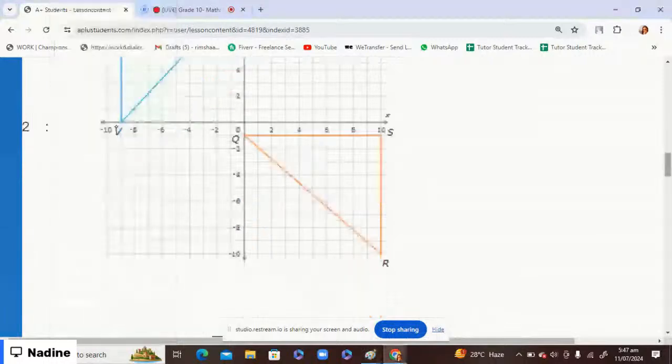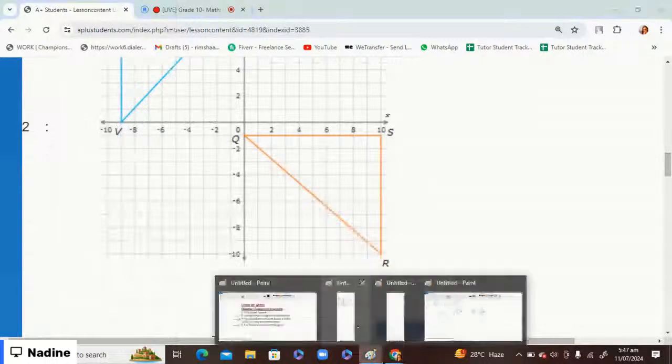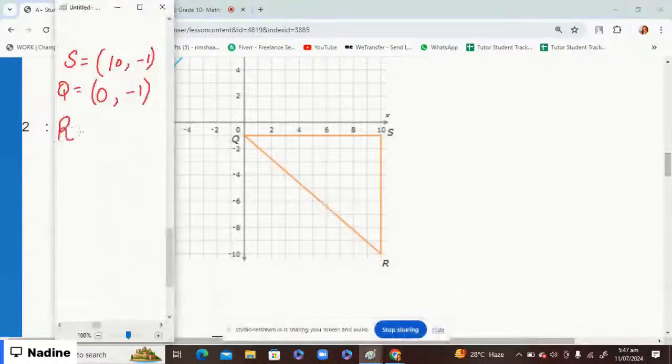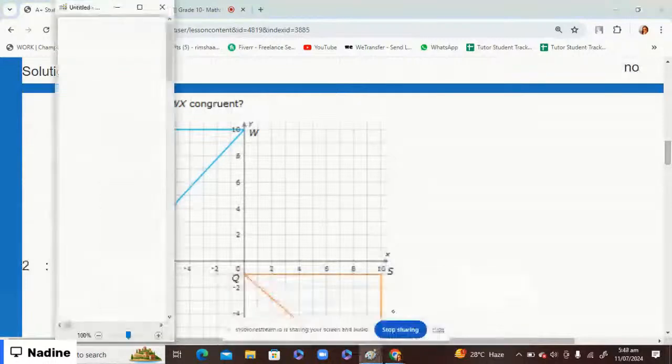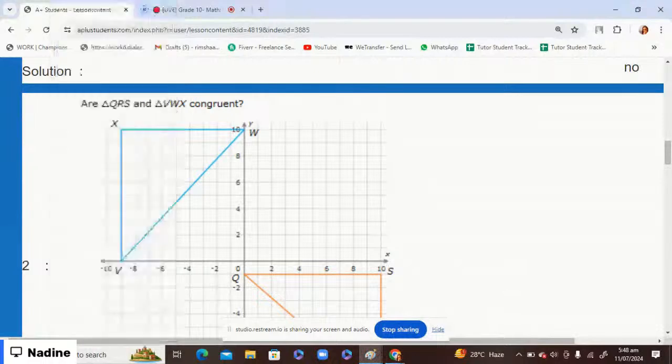Then what is point r? R is 10 and minus 10. Understand? These are the points. Now let's find out the other points. First of all, let's find w. Look here now. Again x is 0, and what is y? That is 10, because x is 0 here and only the y point is 10.